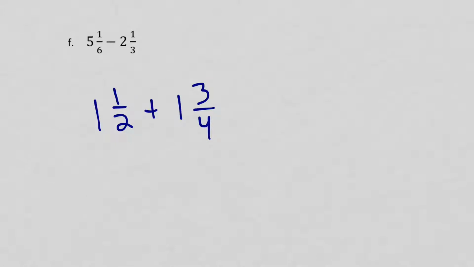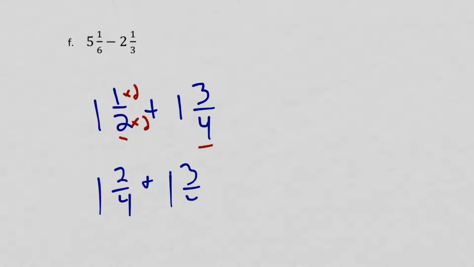So a half and a quarter, what I need to do is multiply the top and bottom of this fraction on the left in order to get an equivalent fraction. So that makes 1 and 2 over 4 plus 1 and 3 over 4. Okay, so we have our equivalent fractions. This might look strange to you, like can we actually add these numbers? Well, yeah, let's see what happens.